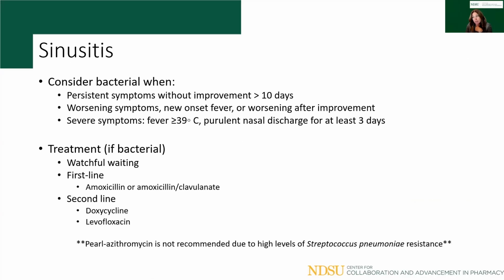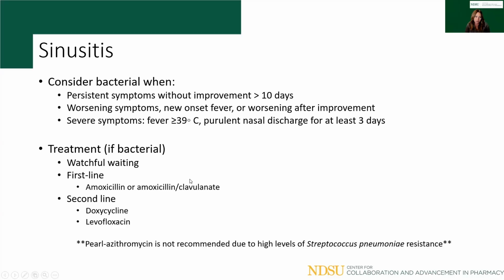When to consider it being a bacterial infection is if the patient has persistent symptoms without improvement for greater than 10 days, or if their symptoms are worsening, or they get a new onset fever, or if the patient gets better and then symptoms worsen after they get better. Or the other way for it possibly being bacterial is if they have severe symptoms, fever greater than 39, purulent nasal drainage that has lasted at least 3 days. Those are signs that they may have a bacterial infection. And note, it says purulent drainage. It doesn't say green. It doesn't say yellow, just purulent for more than 3 days.